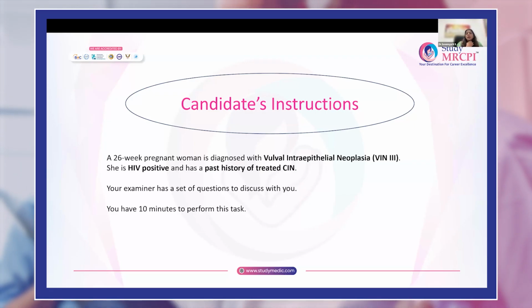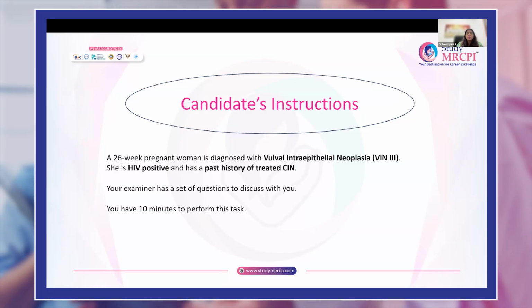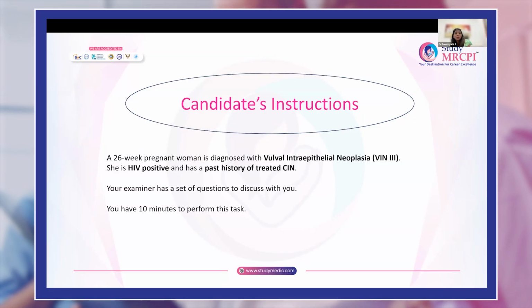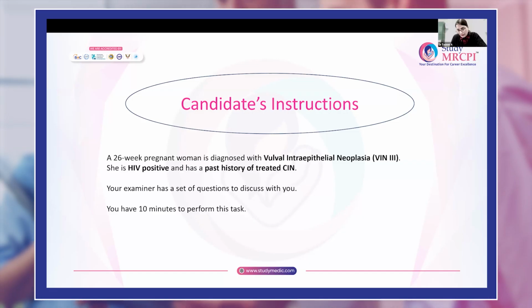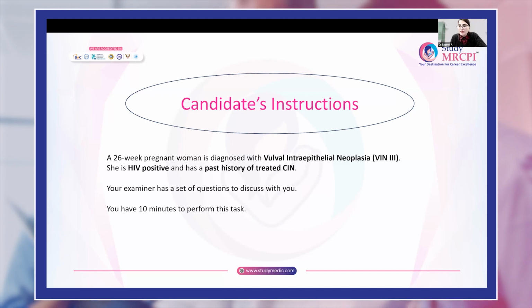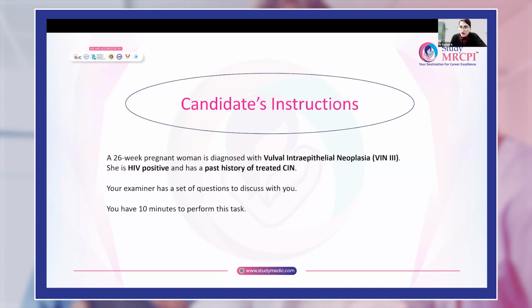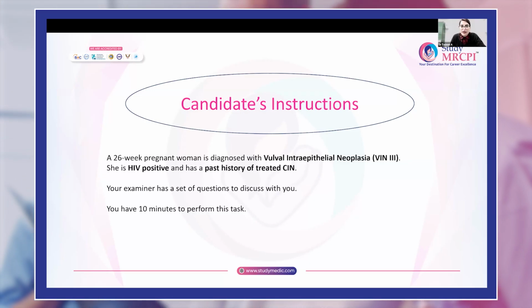Okay, so how would you counsel this patient? Because I think VIN3 is something which people would always be worried about. So what are the specific counseling points you would always consider? So in this disease, first of all, the woman should be reassured that this is a pre-malignant condition and this is not a cancer. However, proper follow-up and proper treatment of the disease is very, very important.